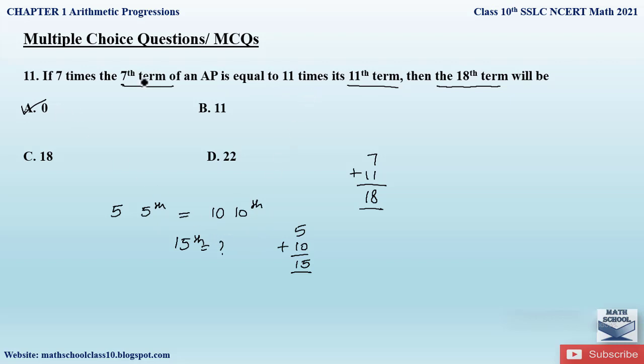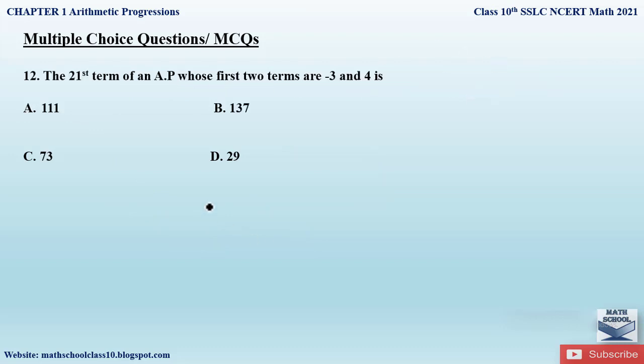Just check the addition of the given two terms must be equal to the term which they are asking you to find out. Similarly, the 12th question is: the 21st term of an AP whose first two terms are minus 3 and 4. So here we have to find out the 21st term where the first two terms of our AP are minus 3 and 4.